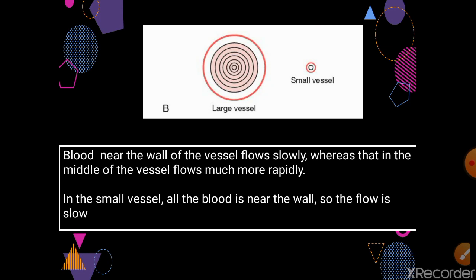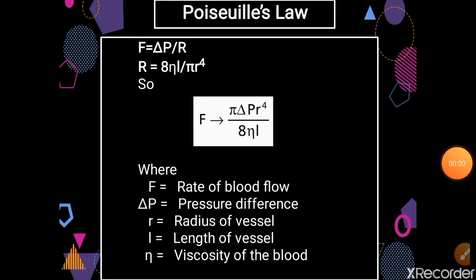Now look at the smaller vessel. In this small vessel, all of the blood is in contact with the vessel wall. So, the overall flow within this blood vessel is slow due to greater resistance. Now let's have a look at Poiseuille's Law. Poiseuille's Law is a sophisticated formula to calculate the flow of blood through a blood vessel.